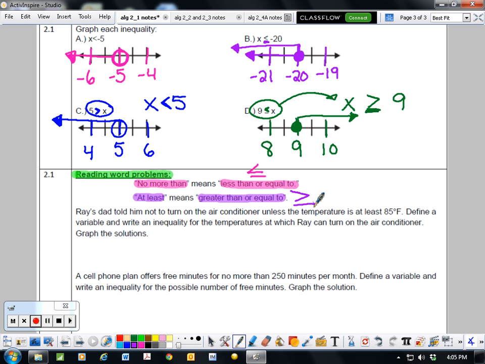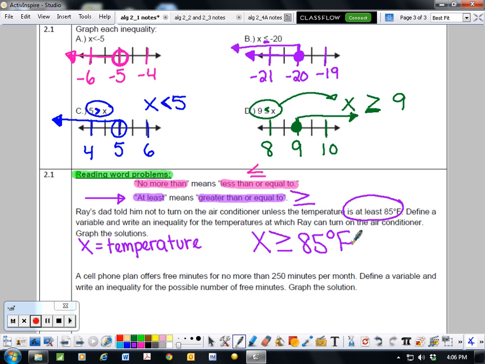Ray's dad told him not to turn on the air conditioner unless the temperature is at least 85 degrees Fahrenheit. Define a variable. So what variable are you going to use? I'm going to go ahead and use x equals, and what's x representing? It's representing my temperature. So I'm defining my variable. X is my temperature. And then I'm going to go ahead and say, well, x is at least. And at least means greater than or equal to. So my temperature is greater than or equal to 85 degrees. And there's my inequality.